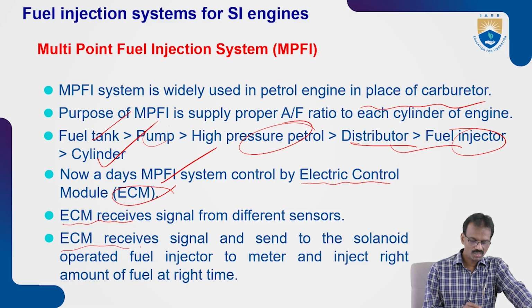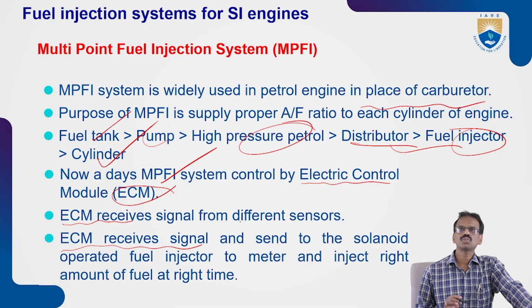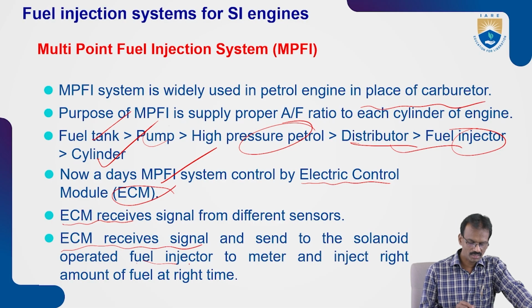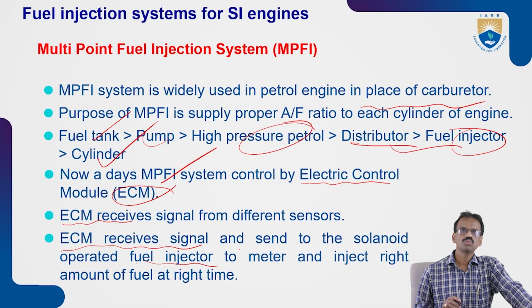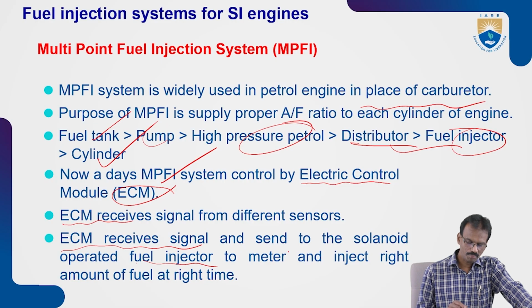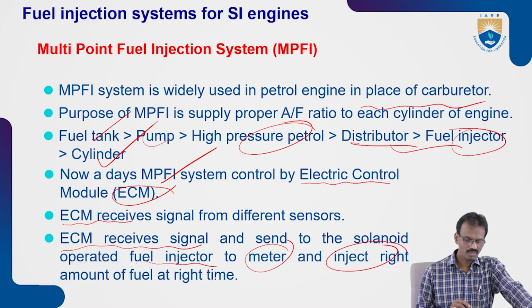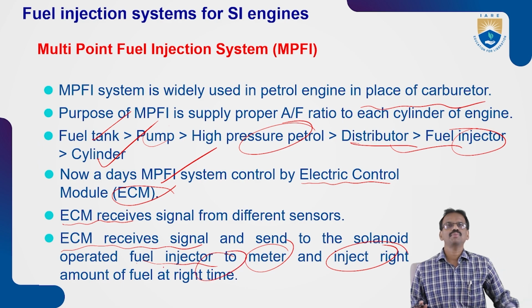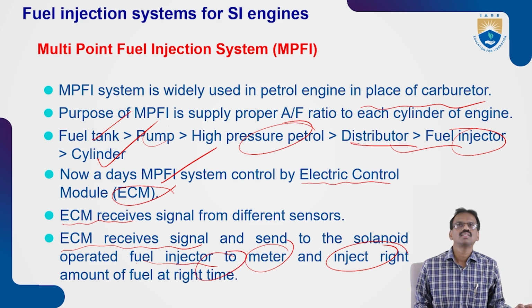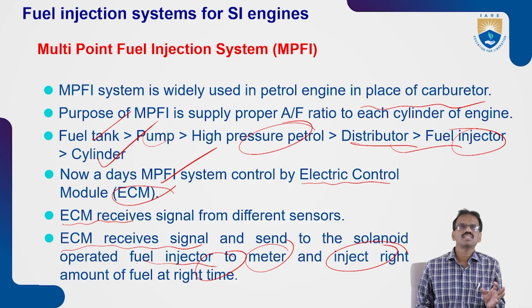So the ECM receives the signals and sends them to solenoid operated fuel injectors, for what purpose? To meter, means to supply the optimized amount of air fuel mixture, and inject the right amount of fuel at the right time. So that is the main advantage of the multi-point fuel injection system, which is operated by the ECM.